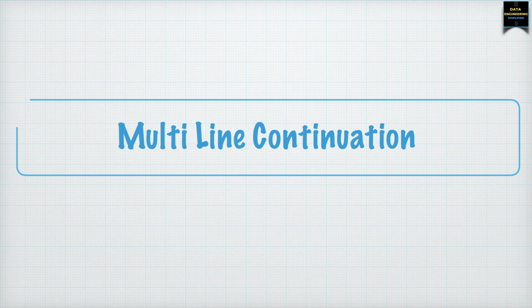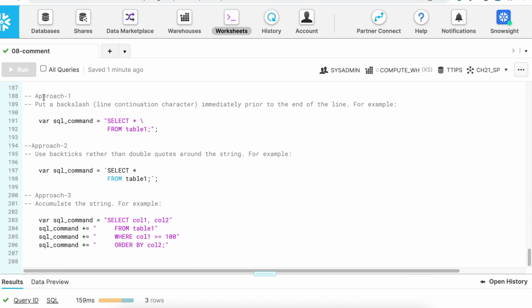So let's talk about multi-line strings and their continuation to a new line. There are cases where I have to write a string in multiple lines. In that case, I would prefer to have line continuation supported by Snowflake. Snowflake follows three different approaches. Approach 1, put a backslash, and in that case, you break your line using a backslash, and that way you can split your long string into multiple lines. So this is one way.